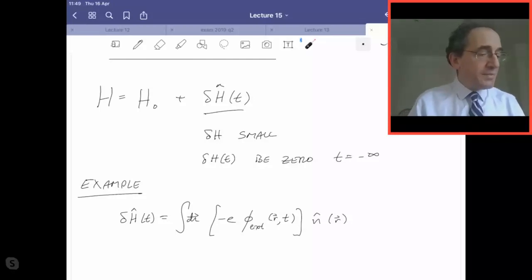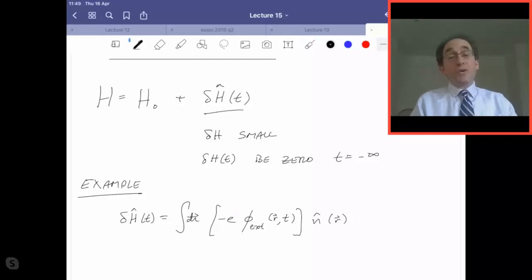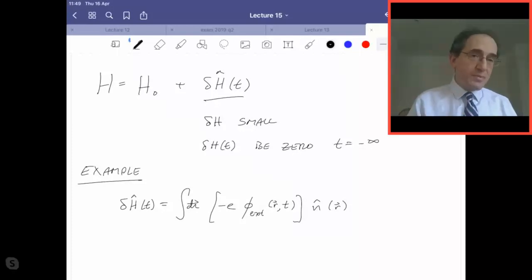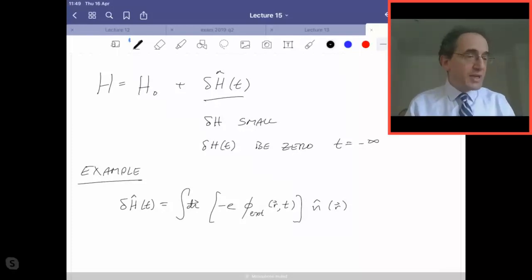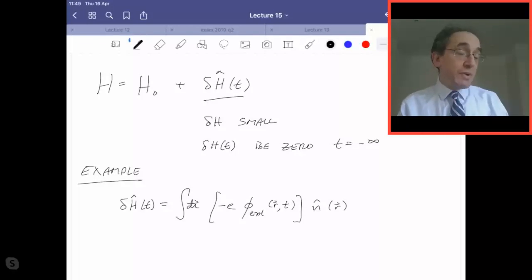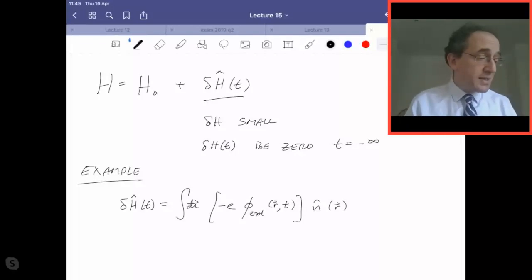Okay, good. So this is an example we're going to consider, but if we wanted to couple to a magnetic field, we could do that. If we wanted to couple to a pressure, we could do that. But this is what we're interested in in this lecture. And we want to know how the system responds to this perturbation. So you perturb the system with this perturbation, and then you're going to measure some observable.